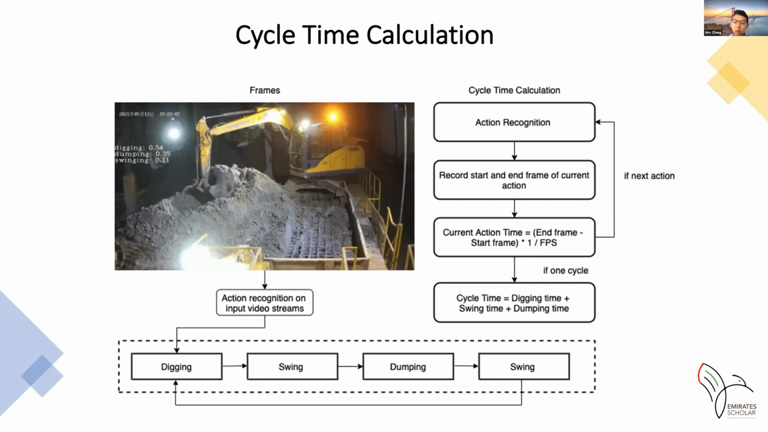Next, we decide which cycle action has ended, which includes digging, swing, dumping, and swing in our scenario. If not, then we will continue to record the frames of the next action until one cycle is ended. Finally, we will sum up all action times to get the cycle time.